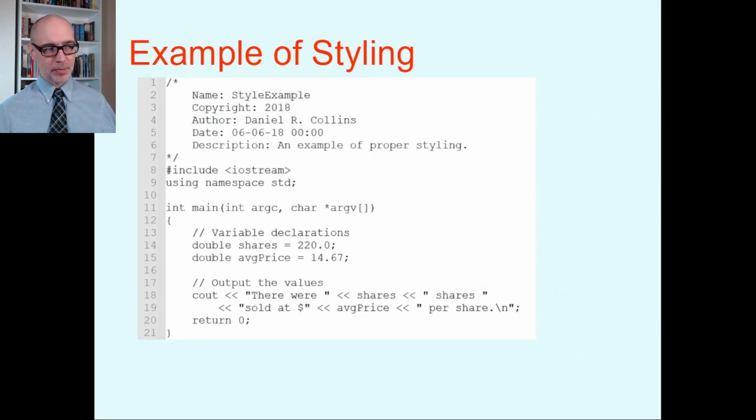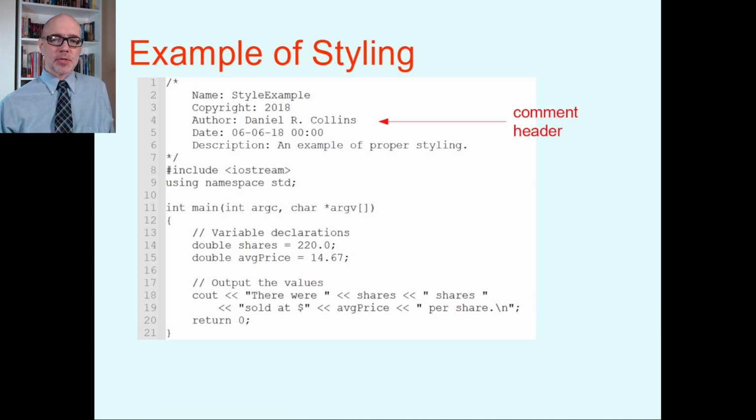Let's see an example of that. So here is a very short little program, basically to demonstrate the styling that we expect for standard programs for our class. You notice that right at the top, you have that comment header. It's got the name of the program, a copyright date, and that's actually my name there as the author. It's got a date stamp for when the file was created, and a very short, one-line summary about what this program is for.